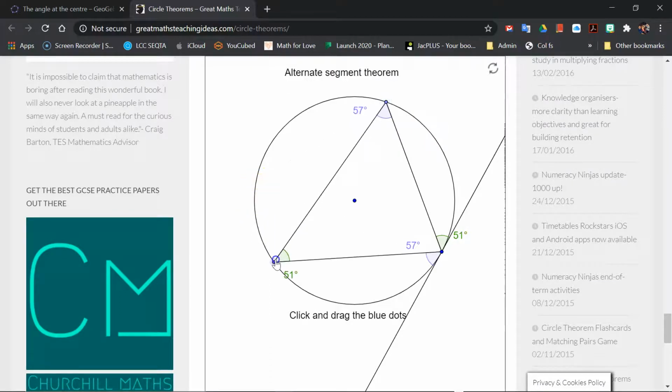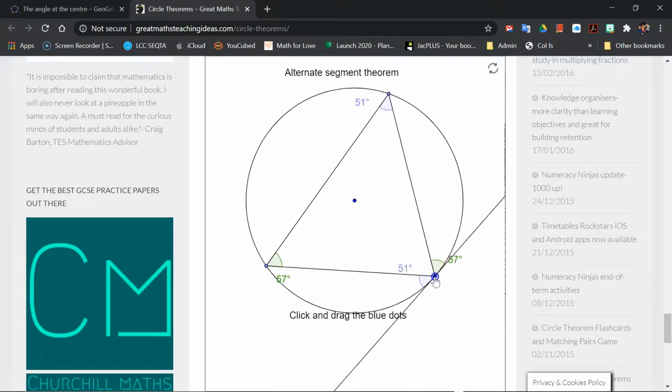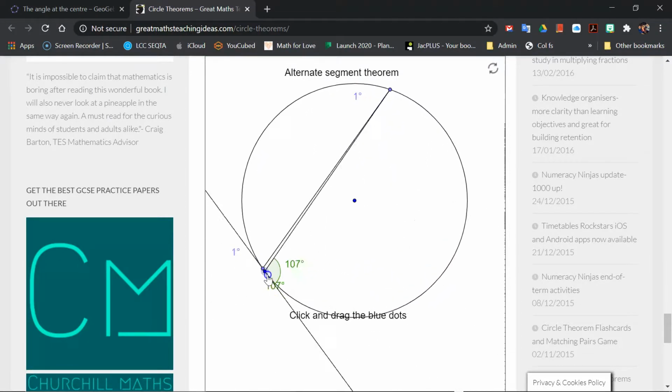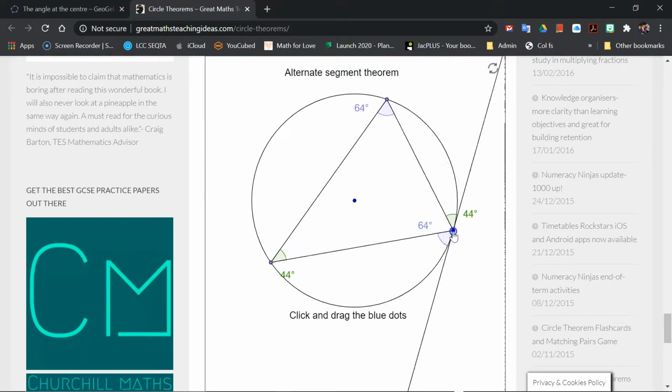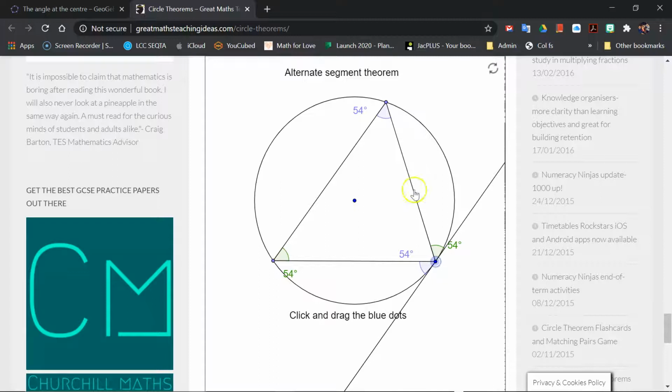Then all of a sudden this changes also. And then same thing, if you move this around, you'll notice that the opposite or alternate angles, so 54 is the same as that angle, and we just managed to have all 4 angles be exactly the same. Now, if you think about this, the only reason why these 4 angles are the same is when this chord is parallel to the tangent.